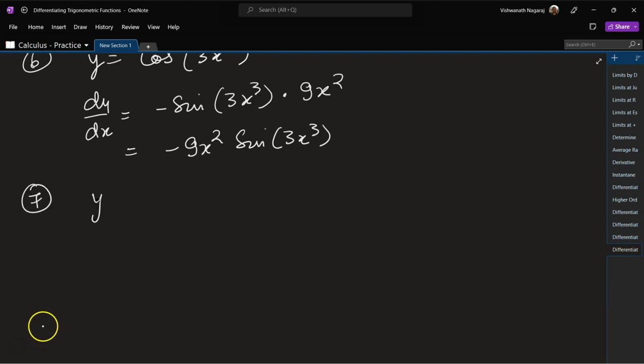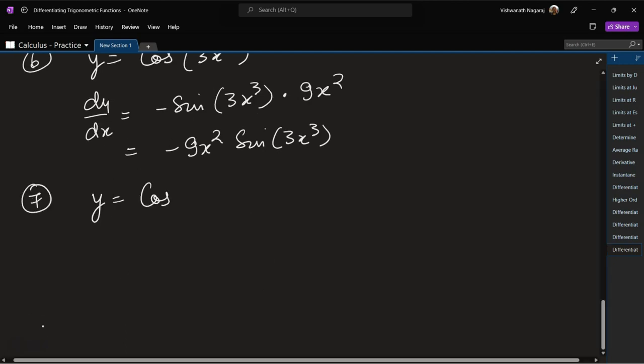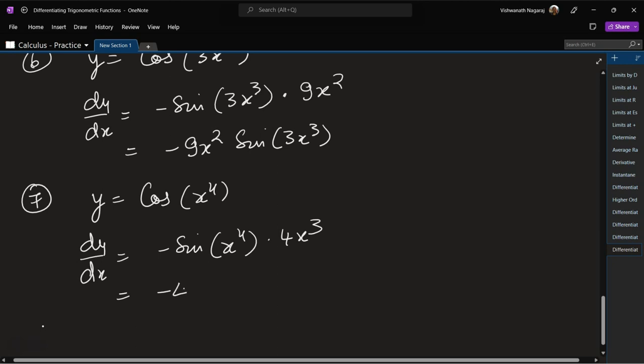Okay, seventh one, y is equal to cos of x to the power of 4. So dy by dx is equal to minus sine of x to the power of 4 times 4x cubed. So minus 4x cubed times sine of x to the power of 4.